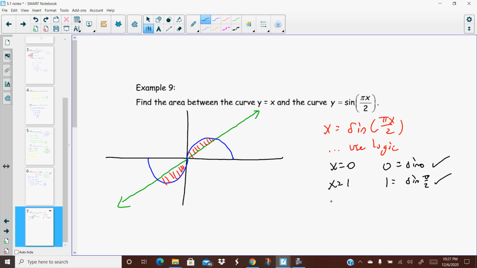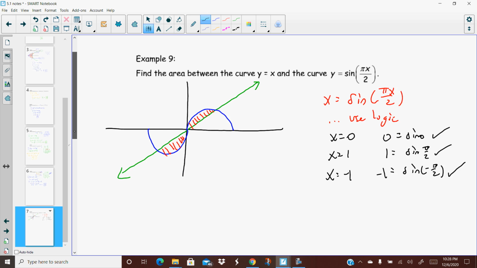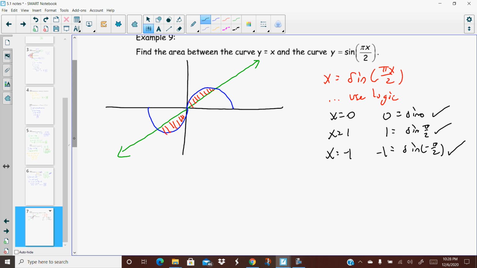That works. What if x equals negative 1? Because it kind of looks symmetric. Well, that would give us negative 1 equals the sine of negative pi halves, which is really in the same place as sine of 3 pi halves. It is negative 1. So that one also kind of works. Okay, you're not usually going to get one where you have to figure these things out like this, so don't stress about that, but it might come up where you have to use a little bit of logic to figure it out. All right, so this is a symmetric function.